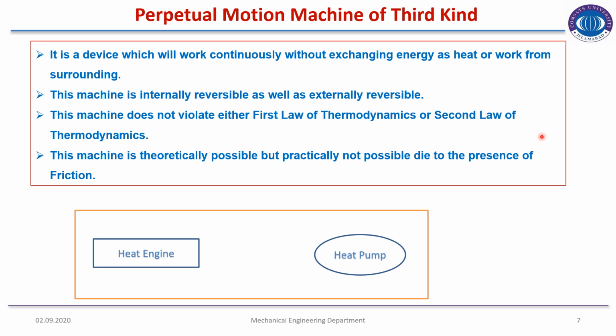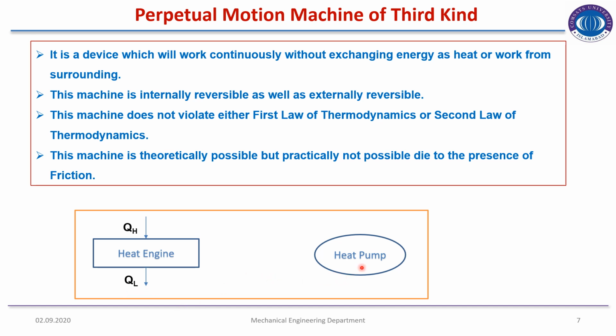So you can see on the left hand side we have a heat engine and on the right hand side we have a heat pump. The function of heat engine is to receive heat from high temperature thermal energy reservoir and reject heat to low temperature thermal energy reservoir. So QH is the amount of heat a heat engine is receiving from high temperature thermal energy reservoir and QL is the amount of heat the heat engine is rejecting to low temperature thermal energy reservoir.